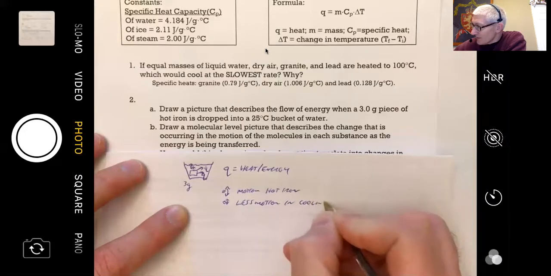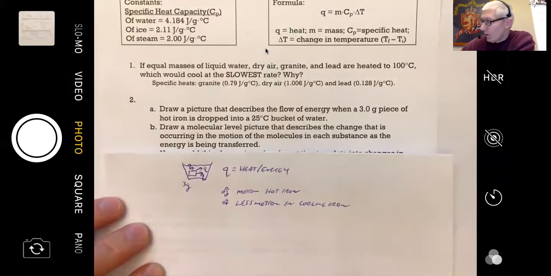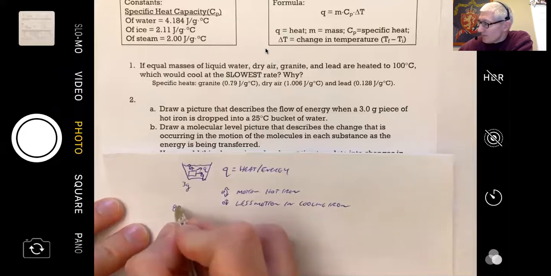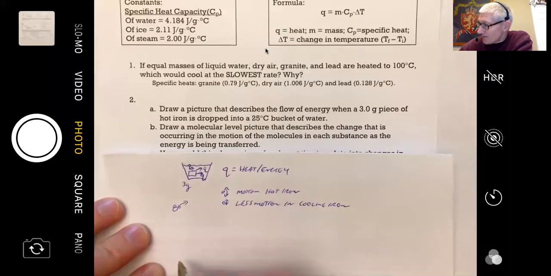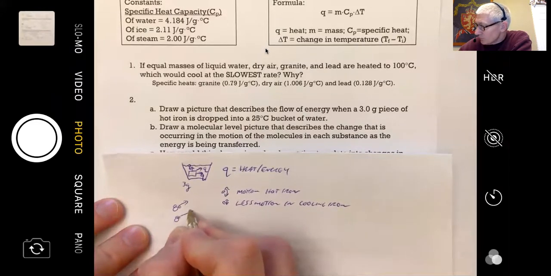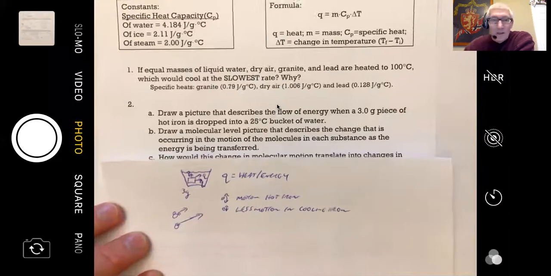Now, simultaneously, what would we expect to see at a molecular level for the water molecules? Here's my water molecule, H2O, and maybe at first it was moving with that amount of velocity. Now it gains some energy. So that water molecule is going to be flying around, banging into each other with a lot higher velocity, okay?